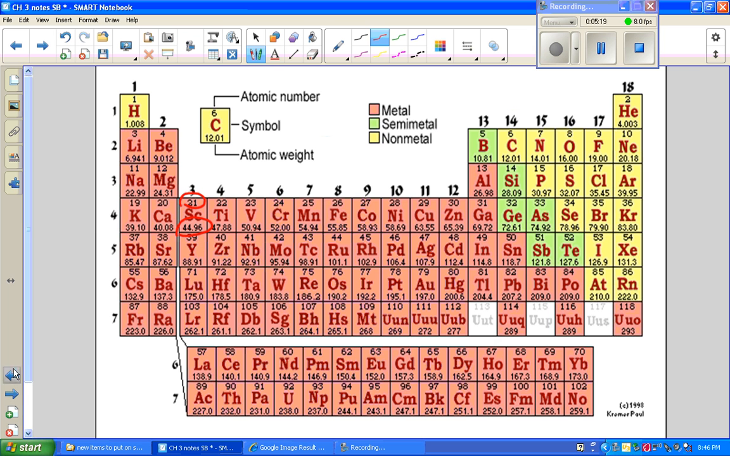So let's take a look at where those numbers came from. So here's sodium. It's right here. So 11 protons should make sense to you because that's our atomic number. And we took 22.99 and rounded that to 23. So most periodic charts will have the atomic number on the top, the mass number on the bottom.